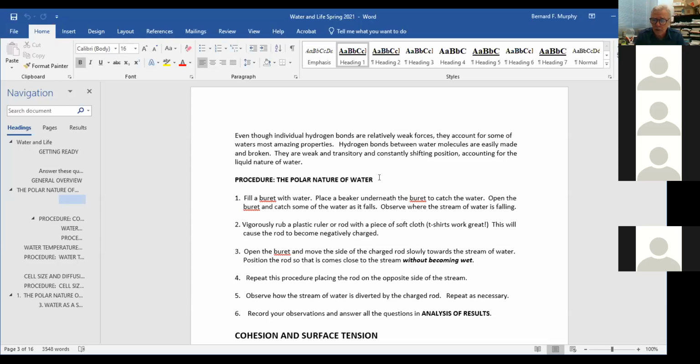So this is evidence that water is a polar molecule, because you made a charged rod and the water is attracted to it. So it must be the hydrogen parts of the water molecules that are being attracted to the rod, because the rod has become negative by rubbing it. If it was repelled by the rod, you'd also say water was polar, but it's never repelled, it's always attracted. Okay.